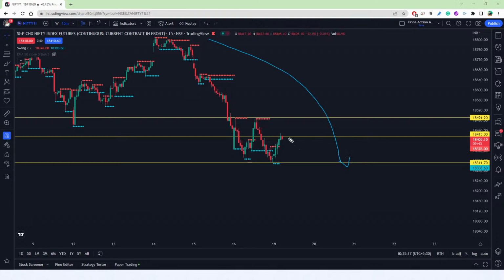In that particular sense, we are looking for a shorting opportunity just above the IB high for Nifty. If at all we want to look for long opportunities, buying opportunities, then we are looking at it after market breaking the 18,490 level, which is nothing but the last swing high. Okay, I hope this is clear.